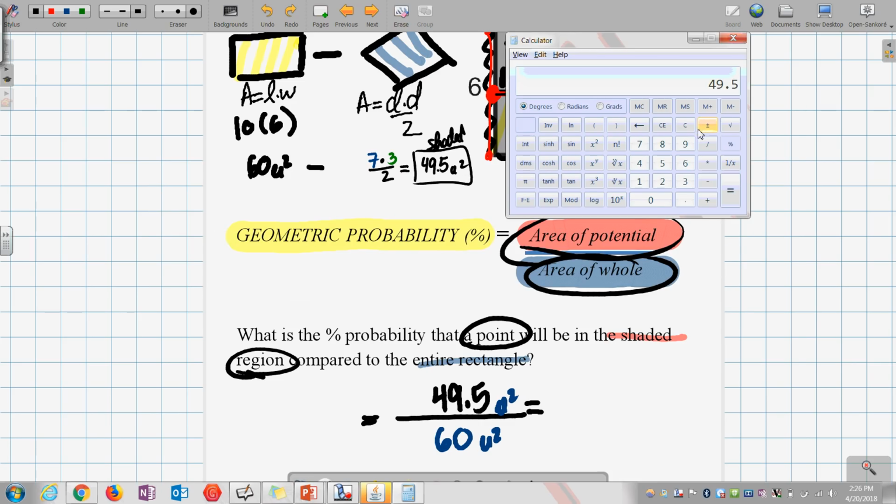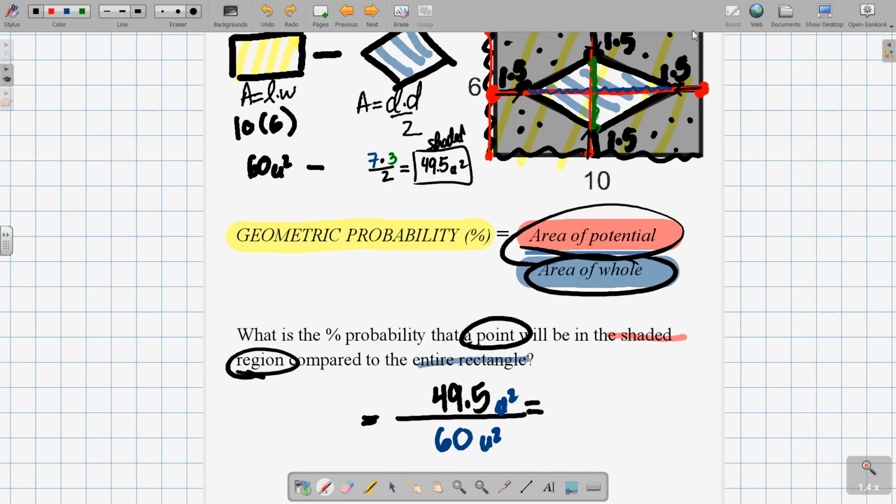So to get the decimal, we're going to go 49.5 divided by 60. You're going to take it to the second decimal place, 0.83. So there is an 83% chance that a point will be in the shaded region, which is area of potential over area of whole.